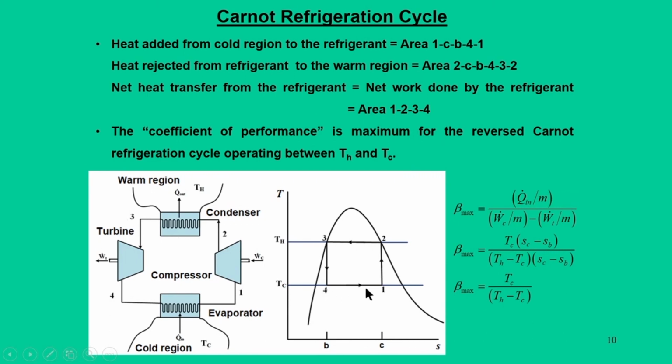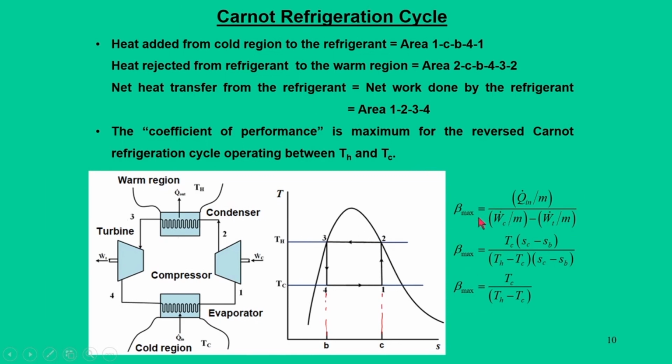So, this process is from 4 to 1. When you talk about how much heat is added, you can say area 1 C B 4 1 refers to the heat added from the cold region, and the heat rejected from the refrigerant to the warm region, the process 2, 3, will be area 2 C B 4 3 2. From this we can find out the net work done. Net work done is nothing but area 1, 2, 3, 4.